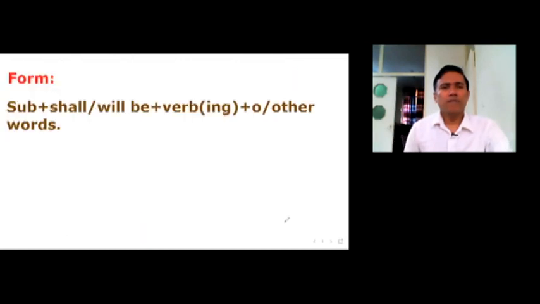We will now see how to frame future continuous tense. What is the form to frame future continuous tense? What is the structure to make future continuous tense? We will use subject plus shall be plus verb ing plus other words or object.